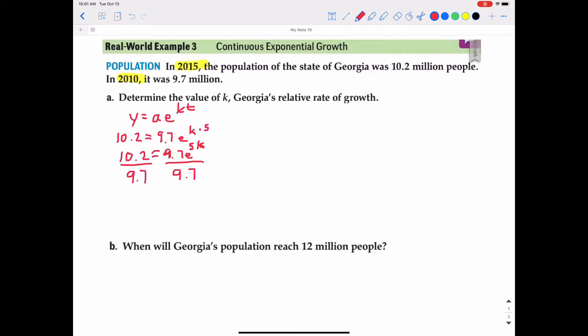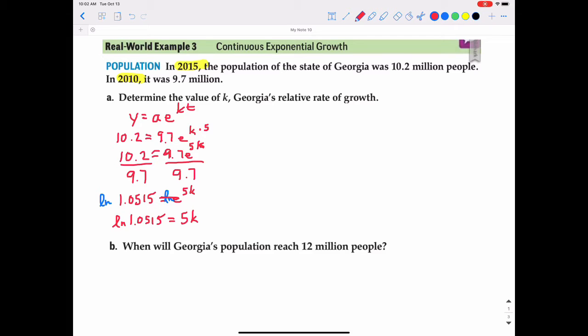So 10.2 divided by 9.7 is approximately equal to 1.0515. So that's e to the 5k power. And then remember, since we're trying to solve for k, which is in the exponent, we should use a logarithm. And the logarithm we're going to use is a natural log, because natural logs work well with e. So we'll take the natural log of both sides, and that will give me the natural log of 1.0515, equal to, and the ln and the e cancel each other out, just 5k.